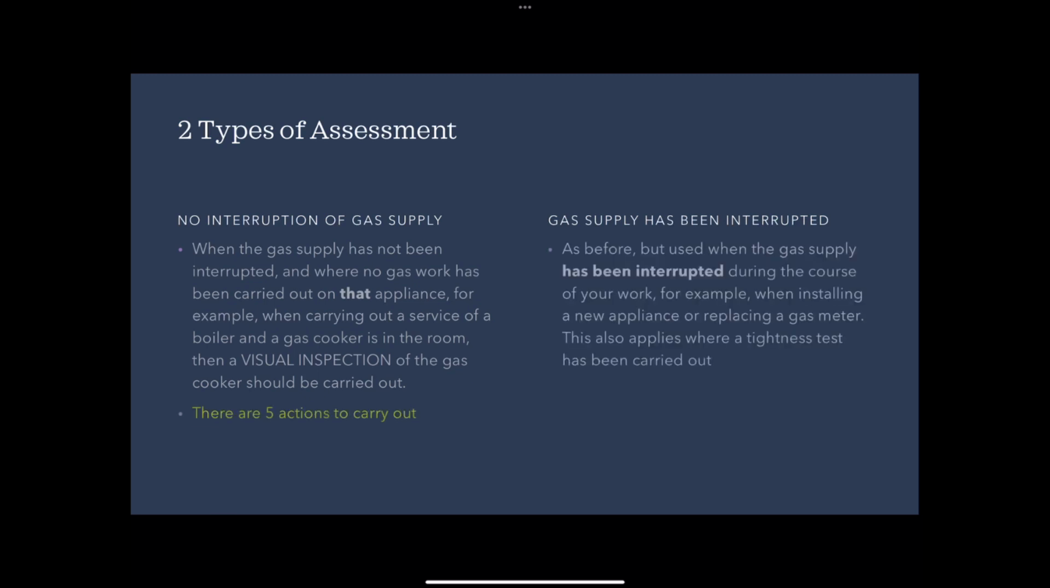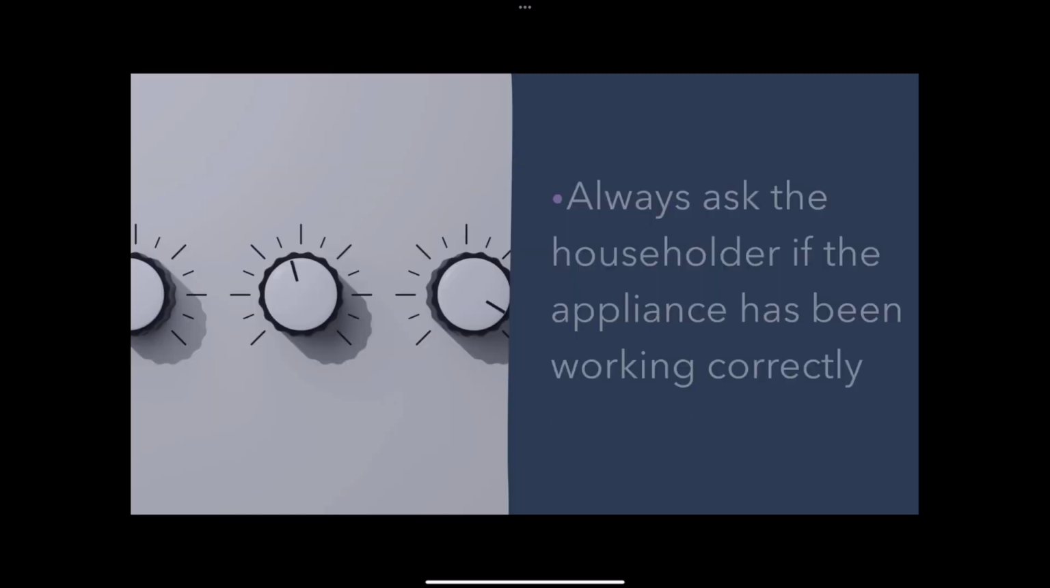Now, where the gas supply has been interrupted, everything is as before, but this is used when the gas supply has been cut off or interrupted during the course of your work. For example, if you're installing a new appliance, you've obviously got to turn the gas off, or if you're replacing a gas meter, and this also applies where a tightness test has been carried out. And there are 6 actions to that scenario.